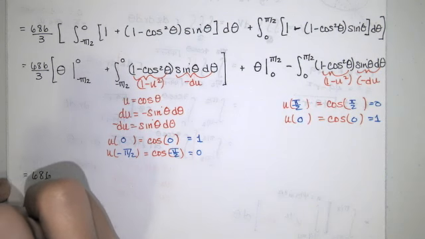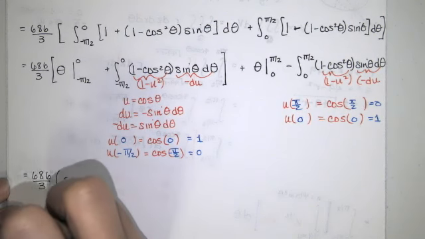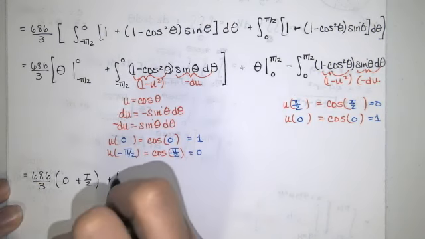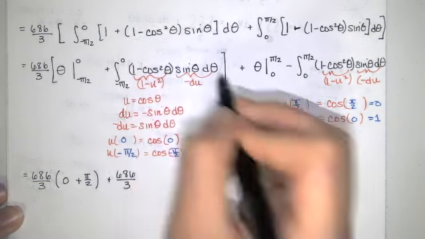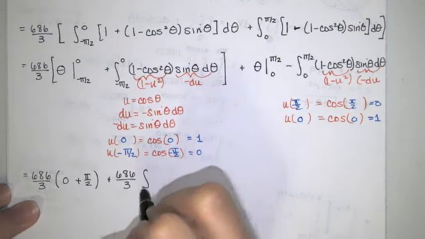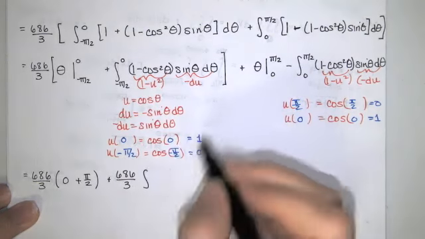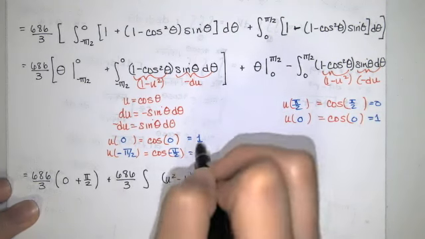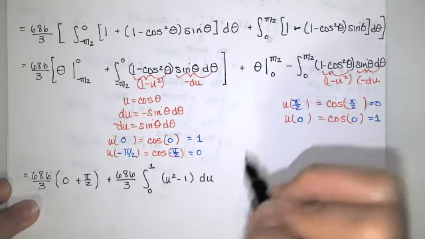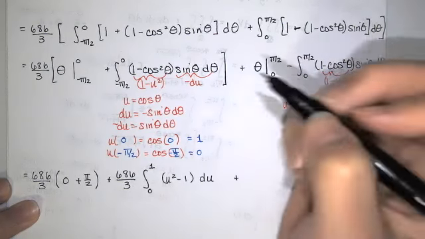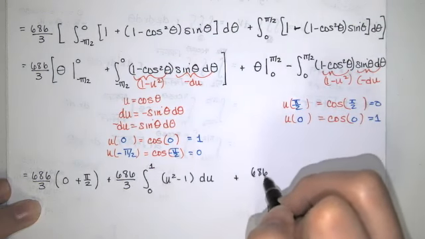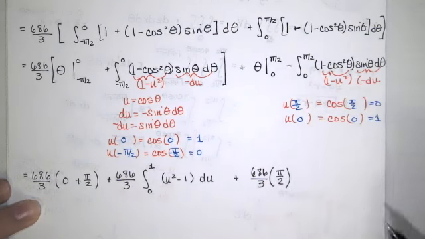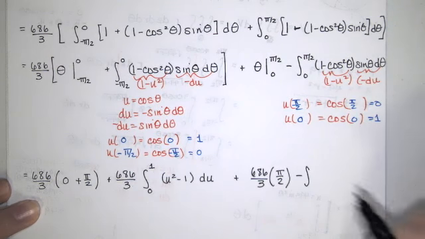So we have 686/3 times 0 minus a -pi/2. So that's 0 plus pi/2 plus 686/3 times this integral. So we'll have the integral of 1 minus u squared times -1. So you could call that u squared minus 1 if you want to. And your bounds are 1 and 0. Over here, oops, there's a 686/6 multiplying this guy as well. So you have pi/2 minus 0 there, which is just pi/2 minus the value of this integral.